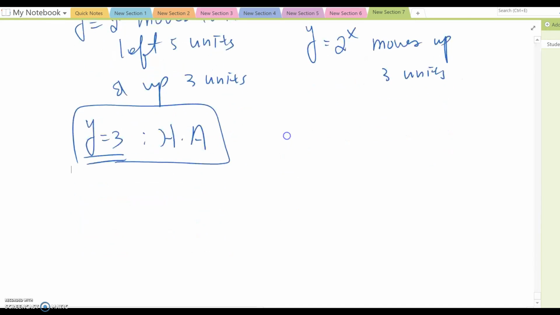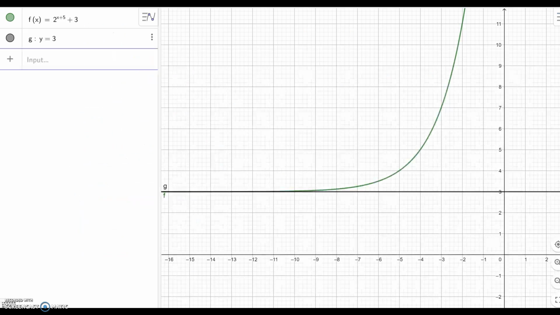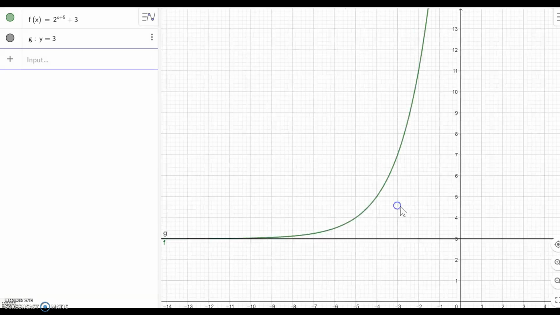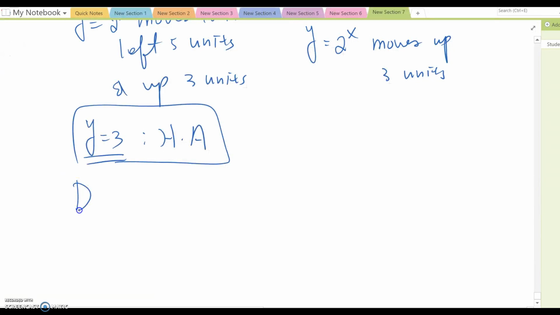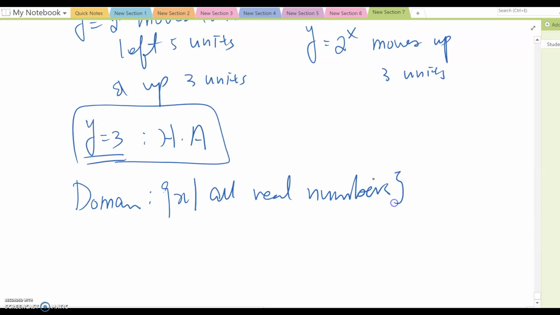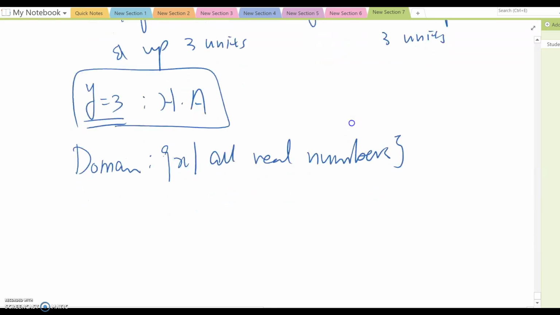Okay, so what's the domain here then? So go back to the graph. Domain, it shows that because it keeps going up more and more, and eventually it will pass through the y-axis and keep on going. Therefore, the domain is x, all real numbers. Okay.